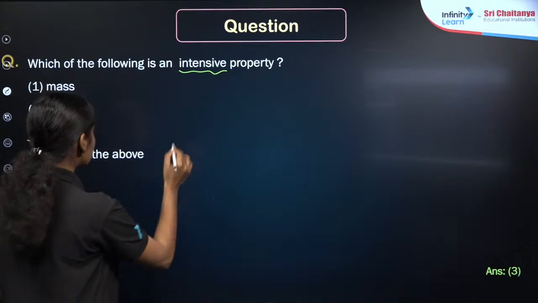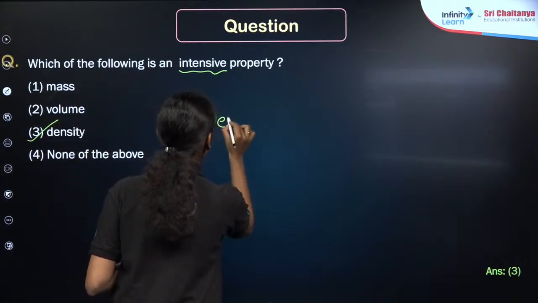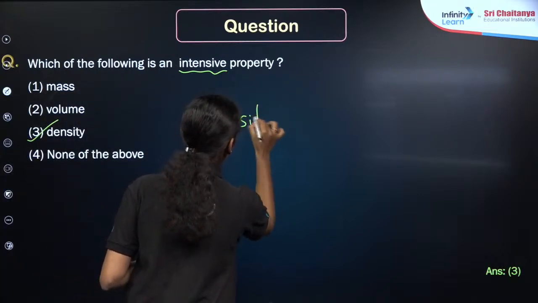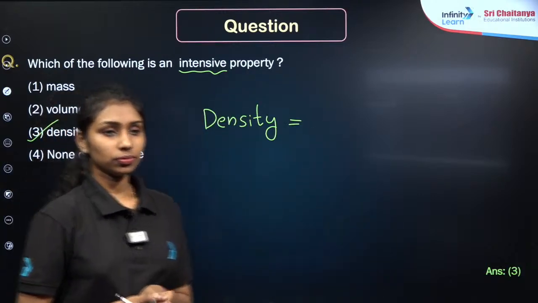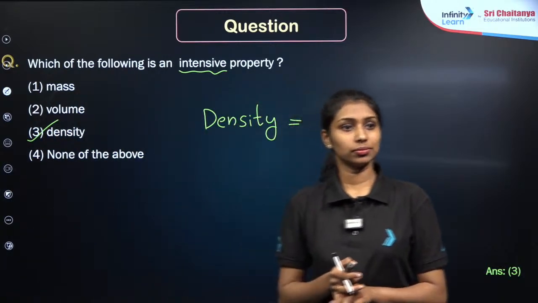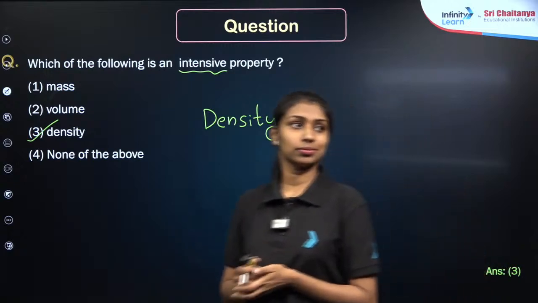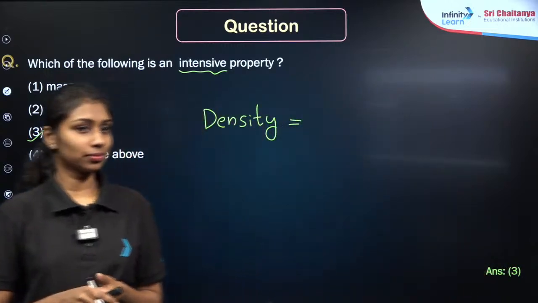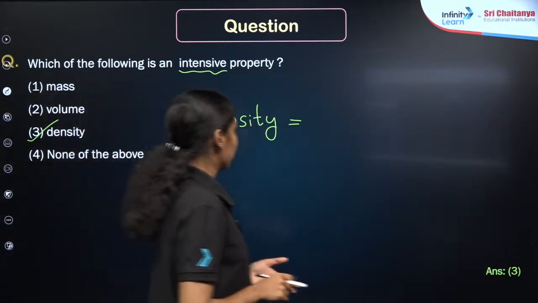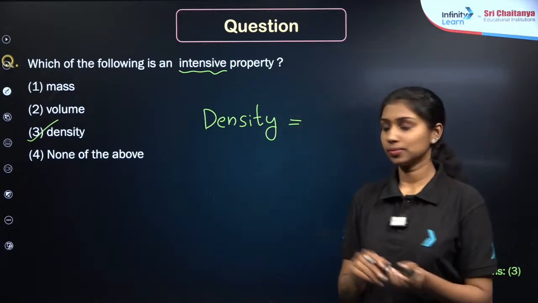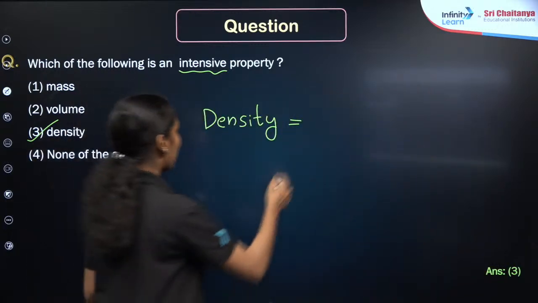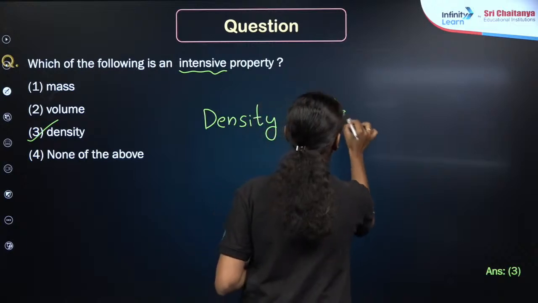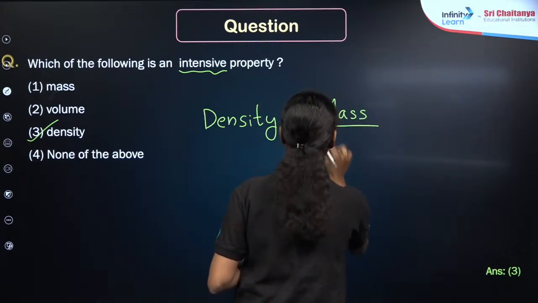Okay. Density you know, right? What is the formula to find out the density? Mass by volume, right? Mass by volume is the formula to find out the density, right?